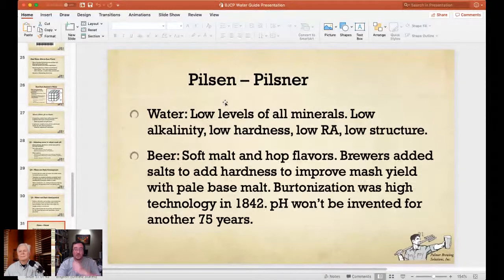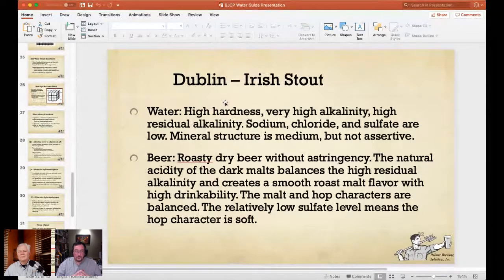Irish Stout, Dublin. The water there in Dublin, the groundwater I should specify, has very high hardness, high alkalinity, high residual alkalinity. The sodium, chloride, and sulfate are relatively low. So what we have is a high alkalinity water, medium mineral structure, and unassertive flavors from the low sodium, chloride, and sulfate.